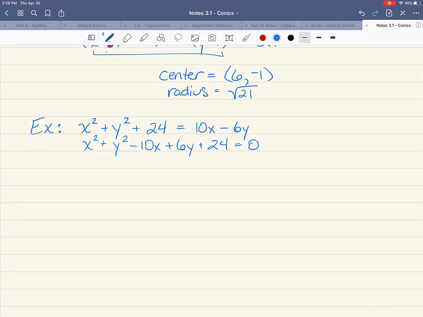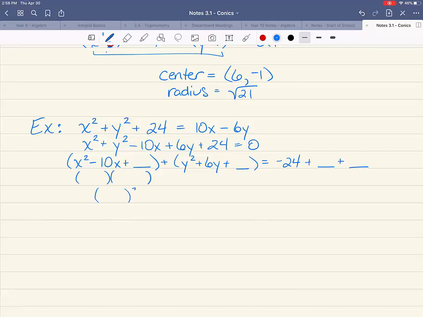Okay, first step. Bracket the x's. Make sure you put in your blank. X squared minus 10x plus blank plus bracket y squared plus 6y plus blank equals. The 24 moves over. It turns negative. Add the two blanks to the right hand side. Okay, I'm going to go ahead and add this extra step in. You may understand it well enough that you don't have to. So we put x here and x here.